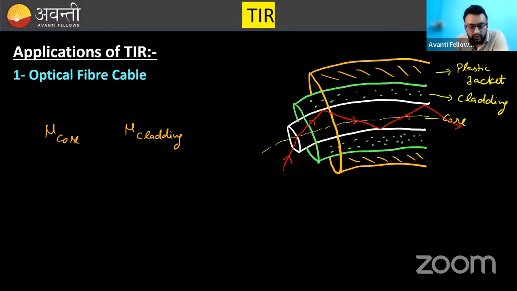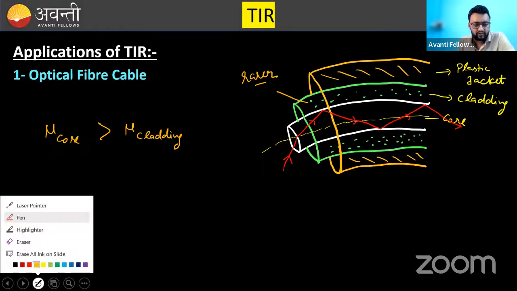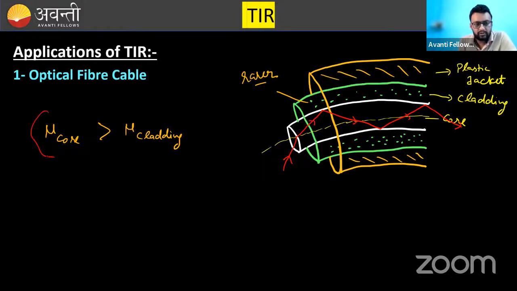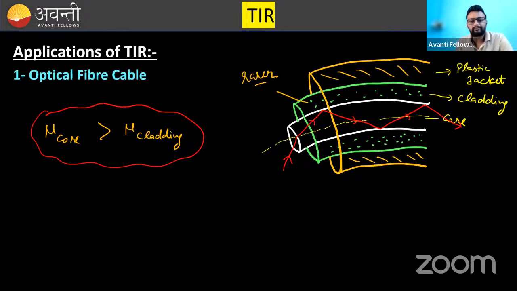Okay, listen. Very good. Light is traveling. TIR will happen only when light is traveling from denser to rarer medium. That means this cladding should be rarer as compared to what? Core. So cladding should be rarer. That means the refractive index of cladding should be slightly less than the refractive index of the core. So this is the punchline that you should remember. Now moving further.